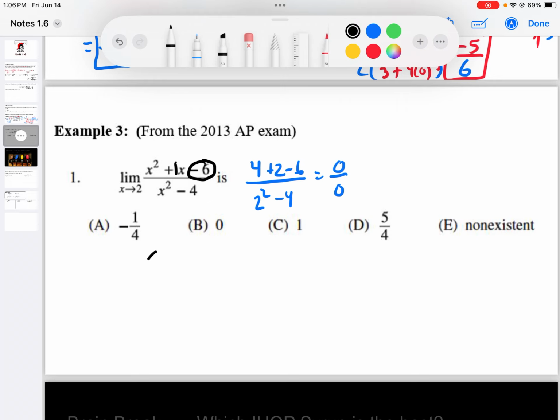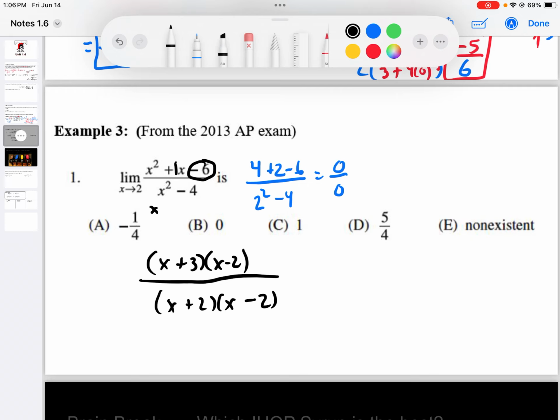All right, so, x plus 3, x minus 2. Now the bottom is the difference of two squares. So that was a little rule where one was a plus, one was a minus. It was 2 and 2. Because if I make it a trinomial, the numbers have to multiply to get -4, but add to get 0. All right, so I factored it.